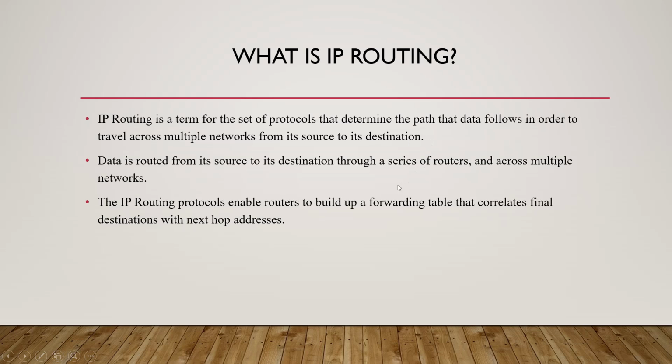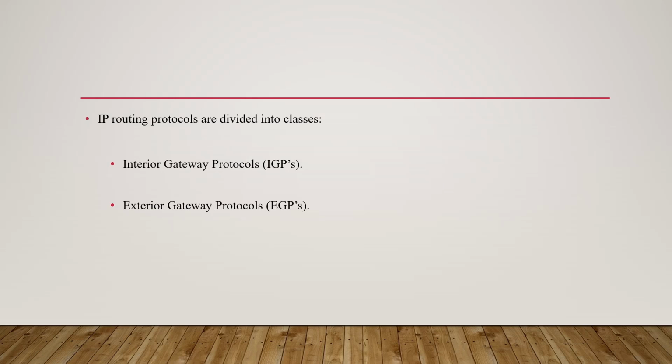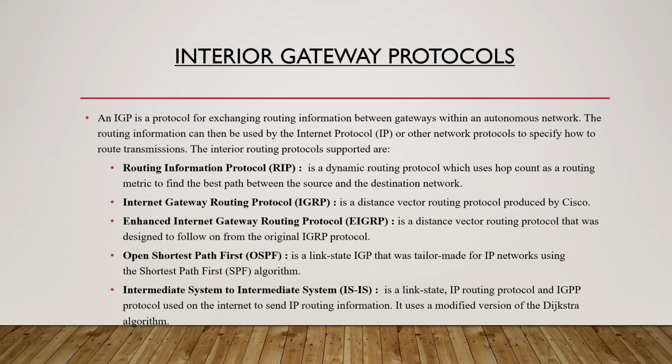It will enable them to build up the forwarding table, so the next router from it to its destination. There are two types of classes in the IP routing protocol, that is interior gateway protocol and exterior gateway protocol. So let's talk about these two separately. We will study what those two protocols are. So the first is the interior gateway protocol.